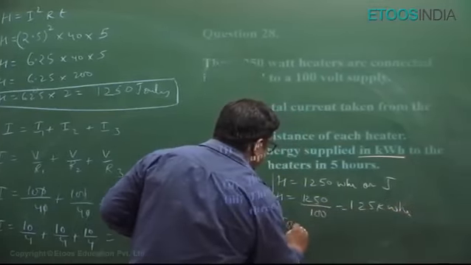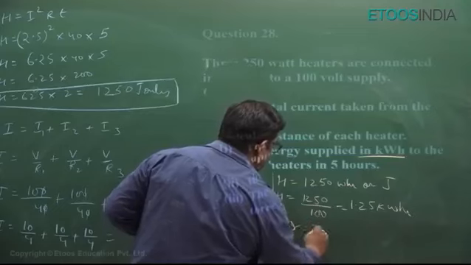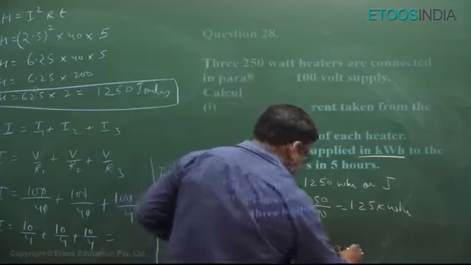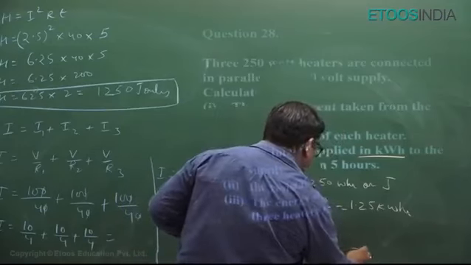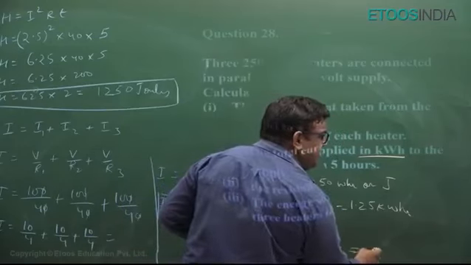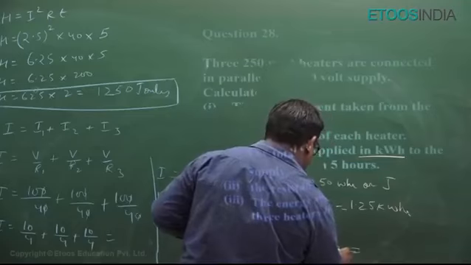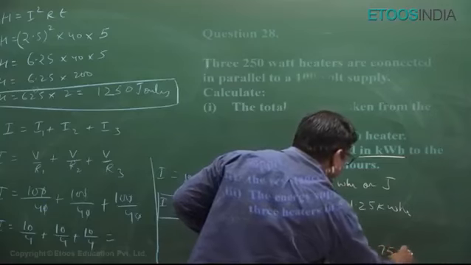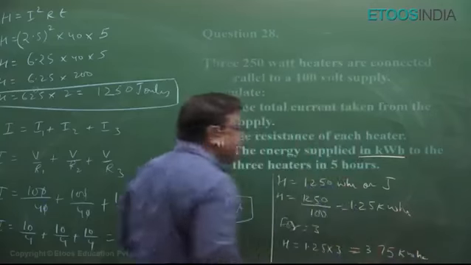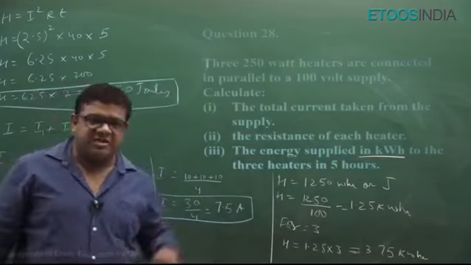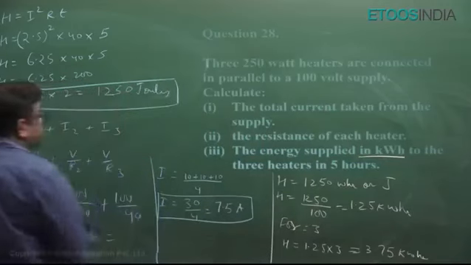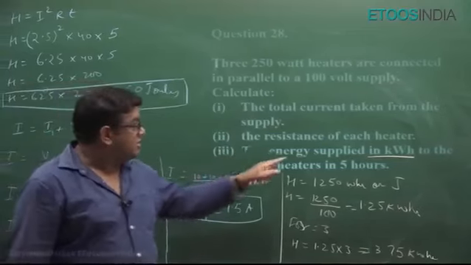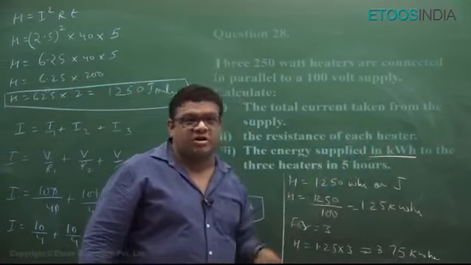And for 3 heaters, the heat will be 1.25 into 3. And the final answer will be, what will be the answer here? 3.75 kilowatt hour. Got it? So let's start with the next question now. It's very important to note in what units the question has been asked. That's why I left it there only. It is in kilowatt hour. Next.